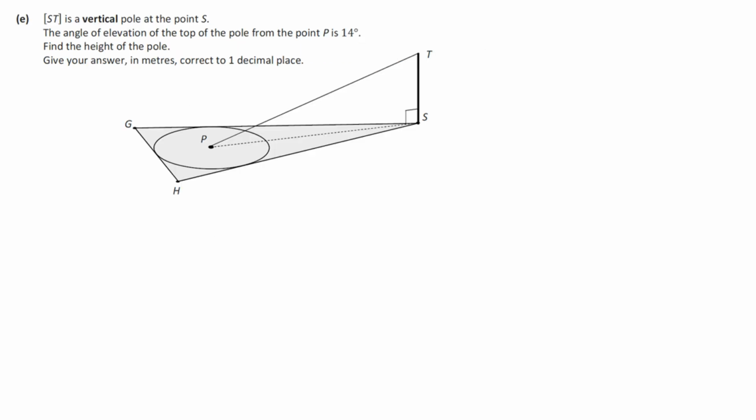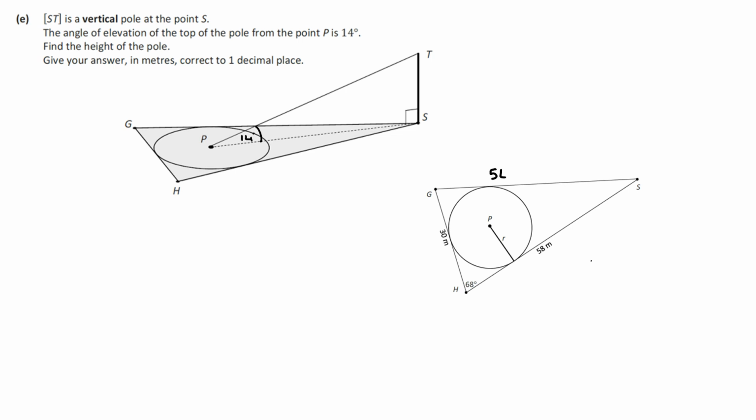So part E is then a 3D trigonometry question. Notice that our triangle SGH is at the base here. So it's at the bottom, we can still see that. It tells us that ST is a vertical pole and the angle of elevation is 14 degrees. So there's a 14 degrees that we want to put in here. And they want us to find the height of the pole and give your answer in meters correct to one decimal place. So I'm just pulling in the triangle that we have here.